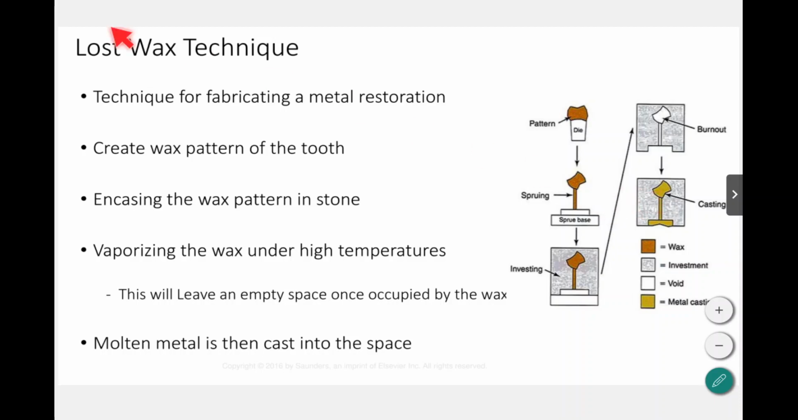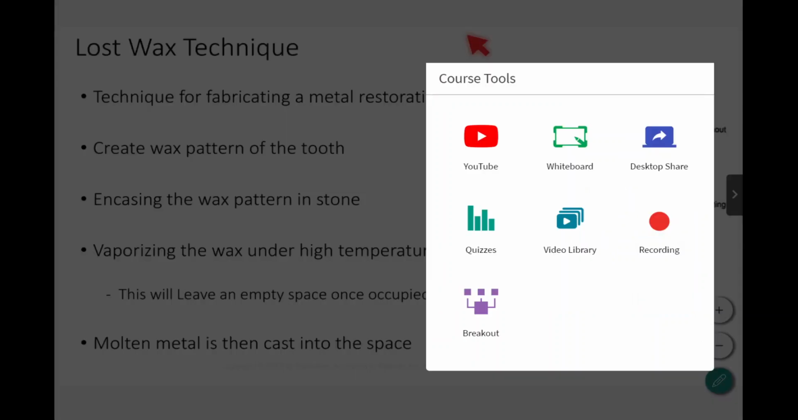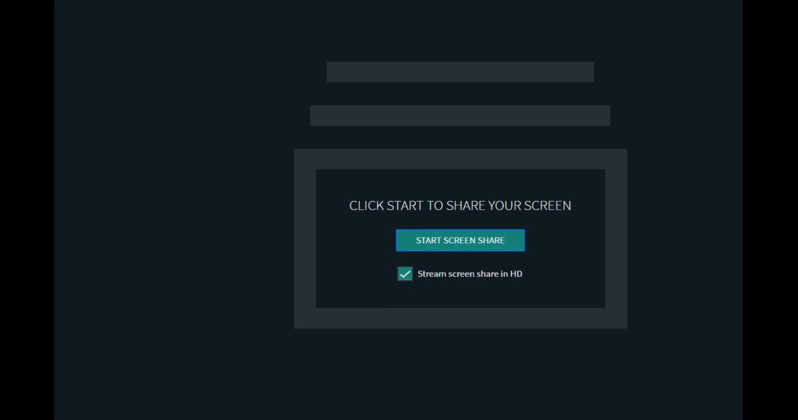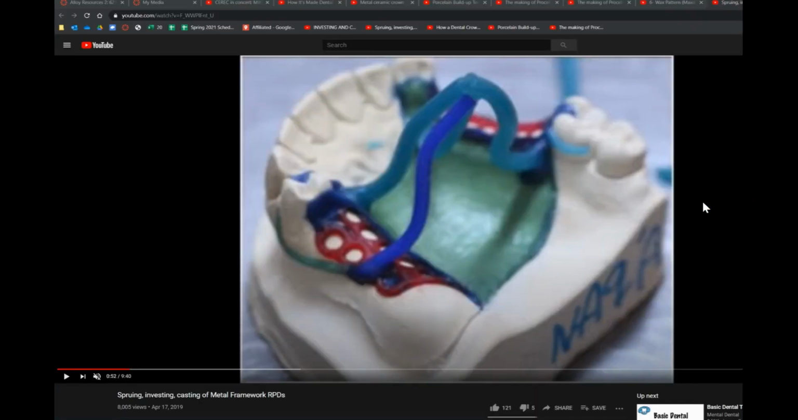Okay, so let's see a video about that here. Let me share my screen. On the other side. So what is it that we're looking at here?